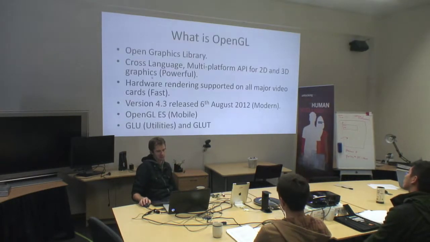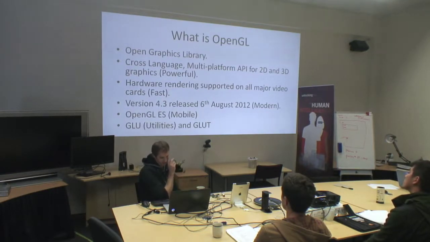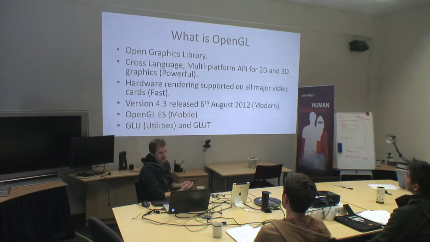So just moving into some advanced graphics using OpenGL. This is pretty similar, again, to what we looked at in Processing, and it's going to cover a lot of the same ground, but just to reiterate it. So what is OpenGL? It's the Open Graphics Library, a cross-platform, cross-language API for 2D and 3D graphics. It's quite powerful. It supports hardware rendering on all major video cards, so it's really fast. You basically issue a bunch of commands, and they get pushed to the video card to do stuff.